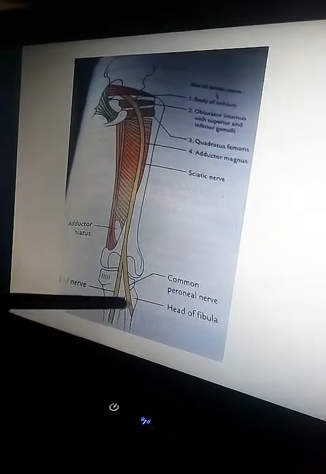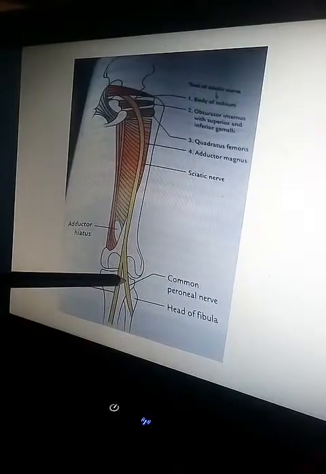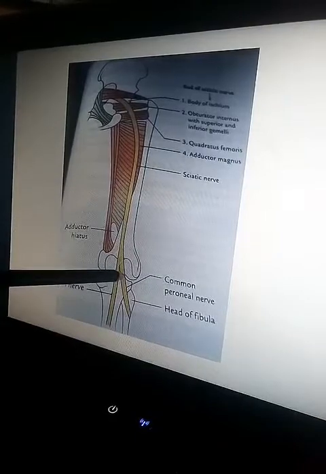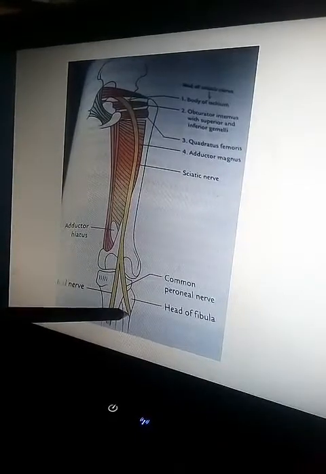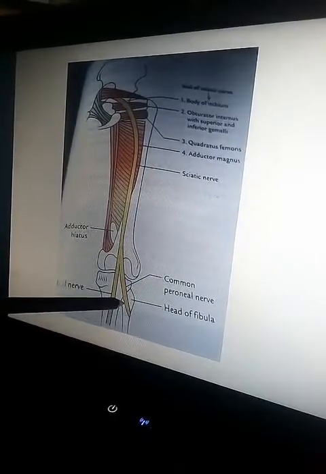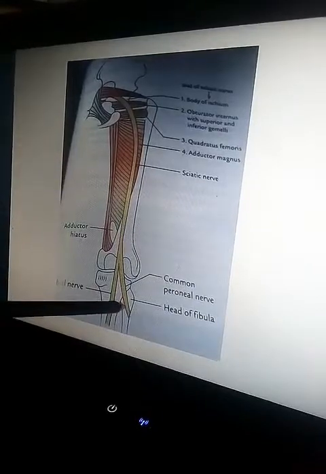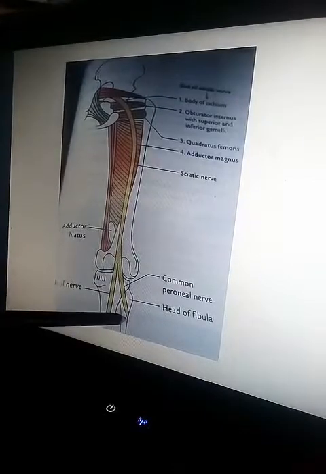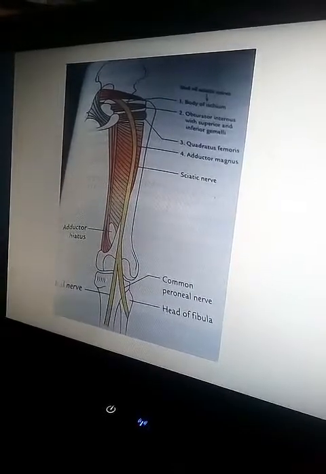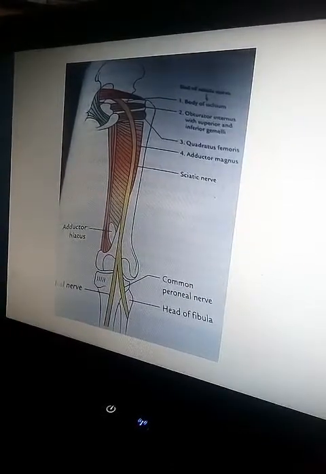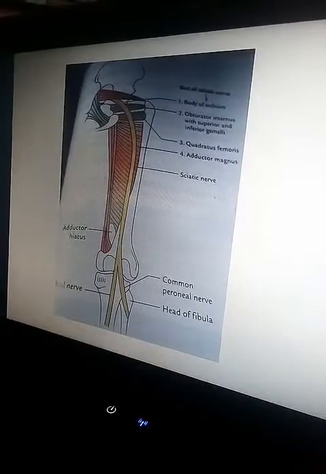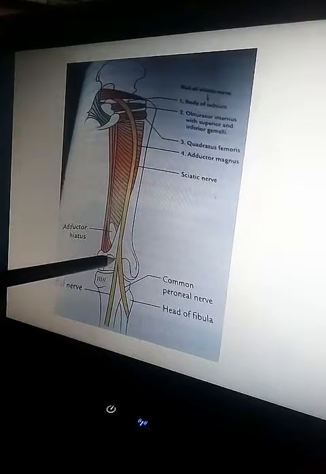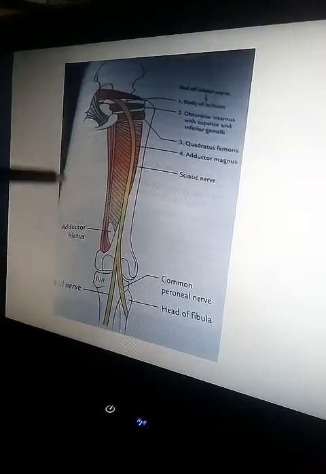fossa. Here it crosses superficial to the plantaris and lateral head of gastrocnemius to reach the back of the head of the fibula. It winds around the posterior lateral aspect of the neck of the fibula, pierces the peroneus longus muscle, and terminates by dividing into deep and superficial peroneal nerves. In the popliteal fossa, the common peroneal nerve gives rise to two cutaneous branches and three genicular branches.